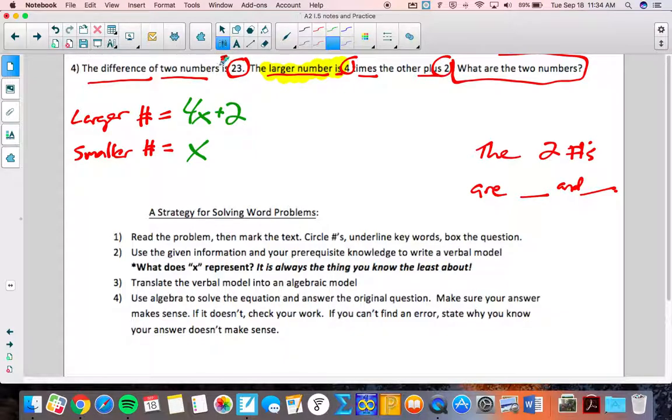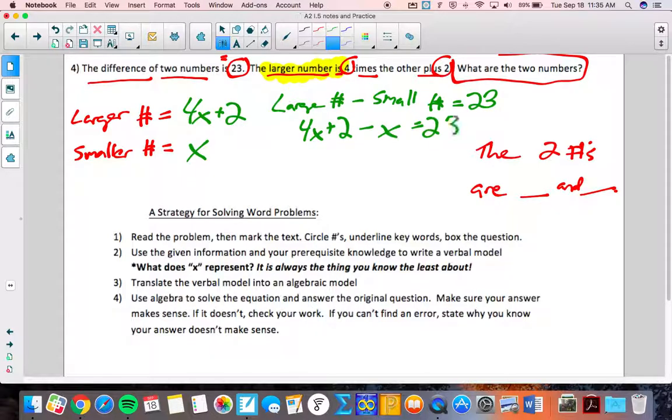The difference of the two numbers is 23. So large number minus small number equals 23. So 4x plus 2 minus x equals 23. So now we combine like terms. Again, heads up that this is a negative 1x. If you want to chop slash that, do it. When you combine your x's, you get 3x plus 2 equals 23.